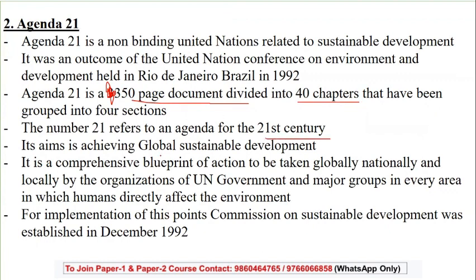The aim is to achieve global sustainable development. It is nothing but a blueprint of action which has to be taken globally, nationally and locally, in every area in which humans directly affect the environment. So basically it focuses on the environment where humans directly have an effect. For implementation of these points, a Commission on Sustainable Development was also established in the year 1992 in order to check that things are in place.